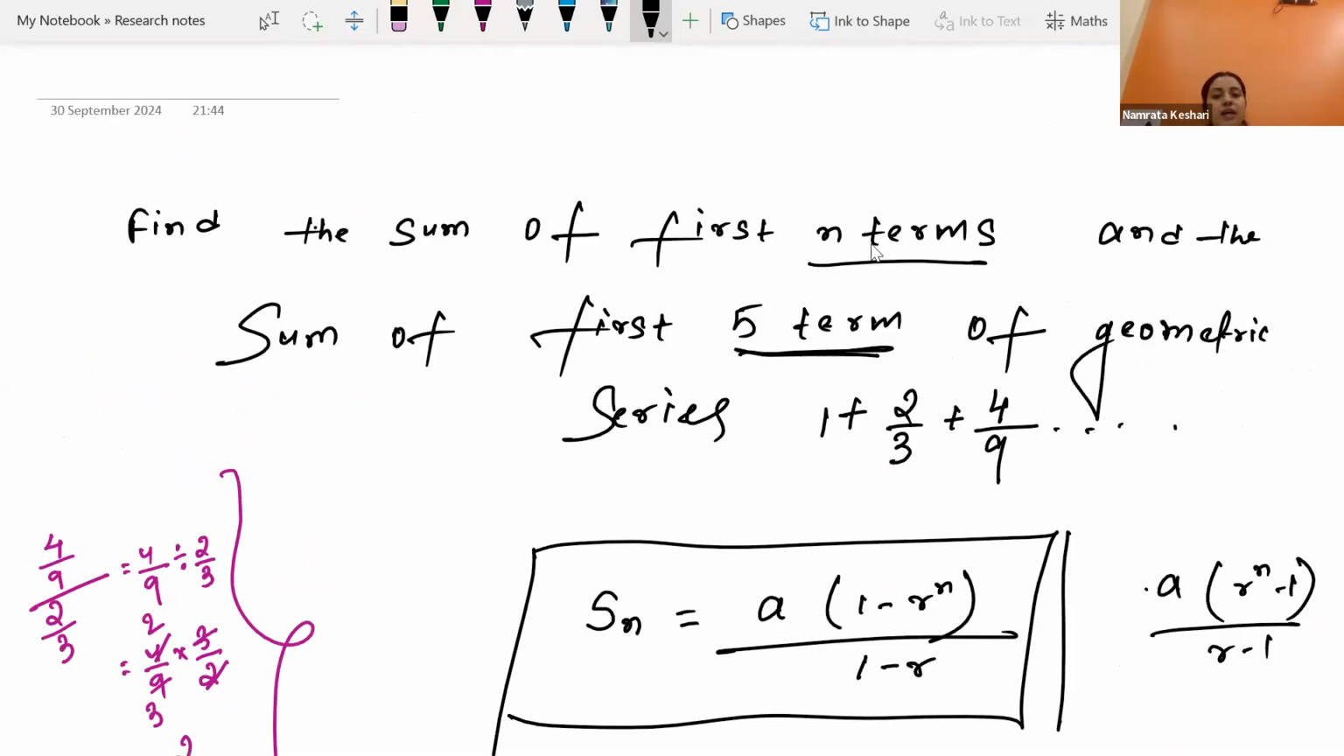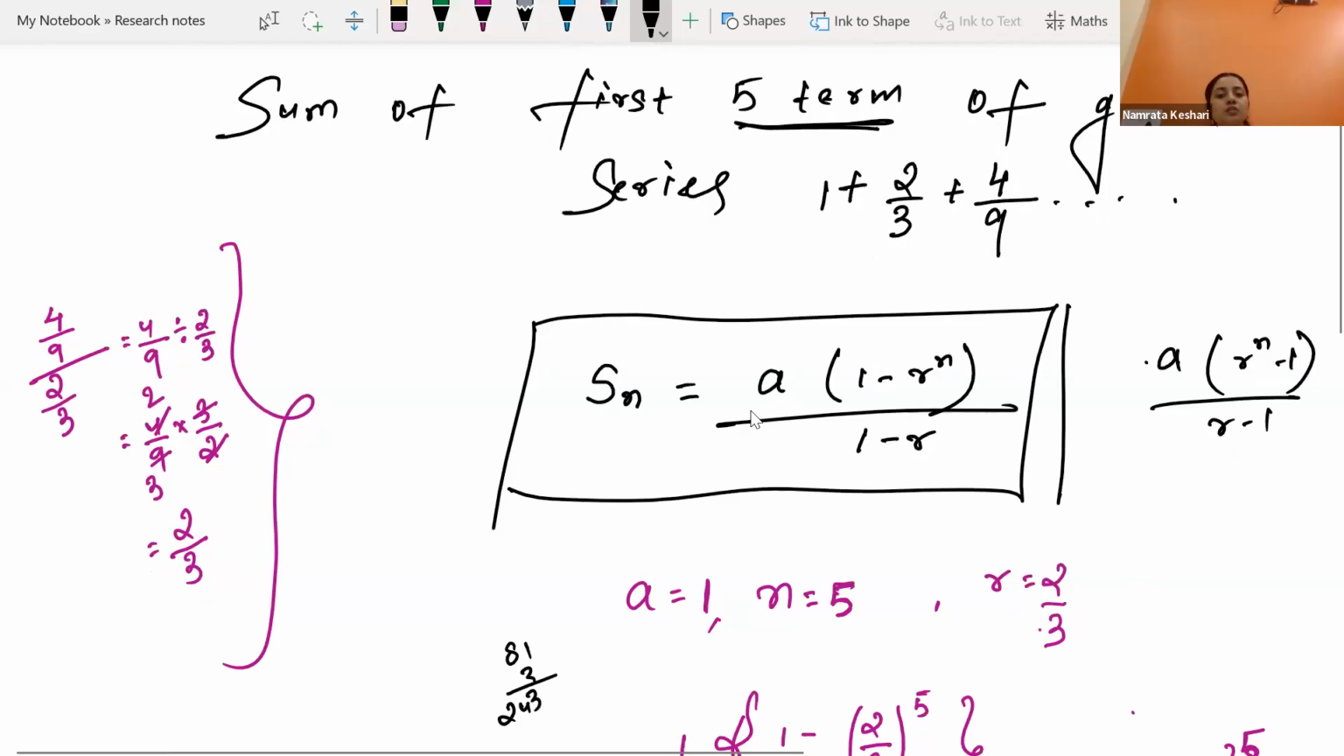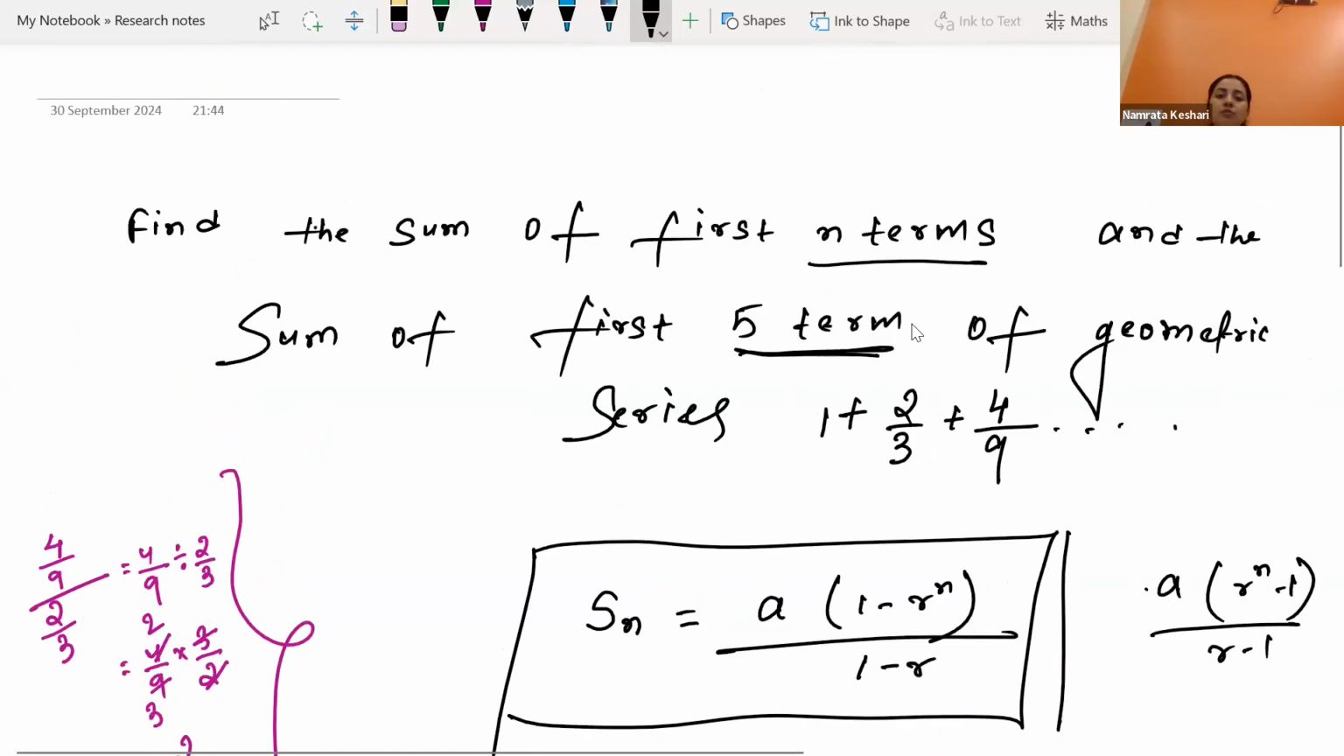For sum of first n terms, you can just put a over here and r over here, and the power will remain the same, and just leave your answer like that. Okay, for sum of first n terms, you know the formula is a into 1 minus r to the power n by 1 minus r.